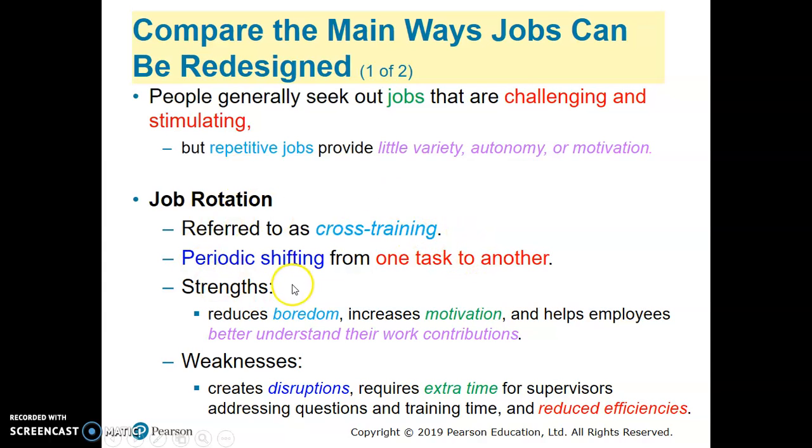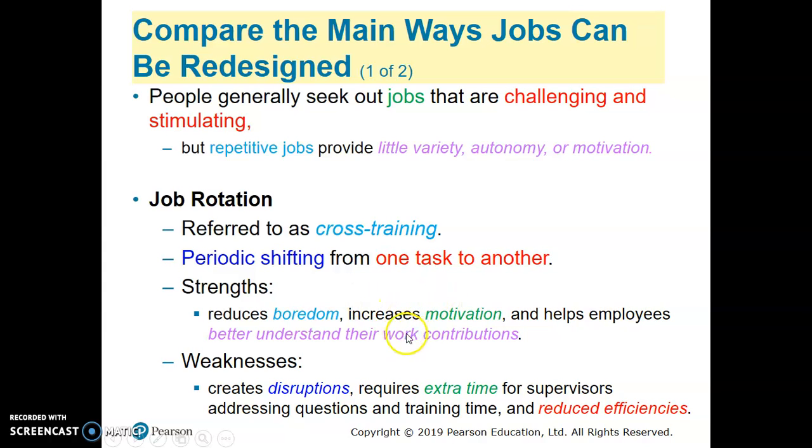Normally, they are rotated around the organization for a period of time, for example, 3 months or 6 months working in one department and then moving to another department for another 6 months and so on. The strength of job rotation is that it can reduce boredom, because if you are doing the same routine work every day, doing the same thing, you become bored with the job.